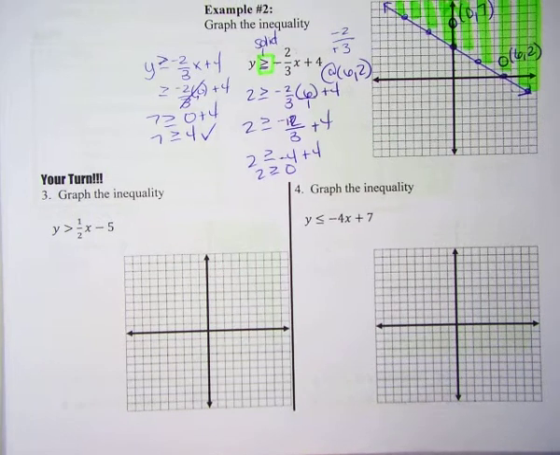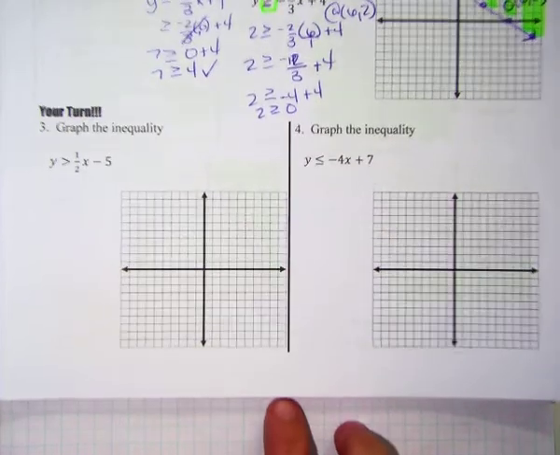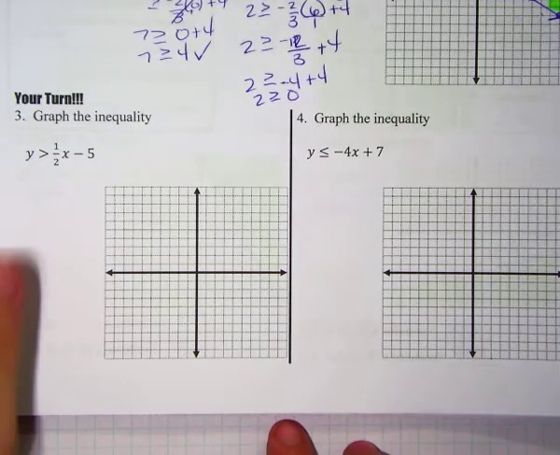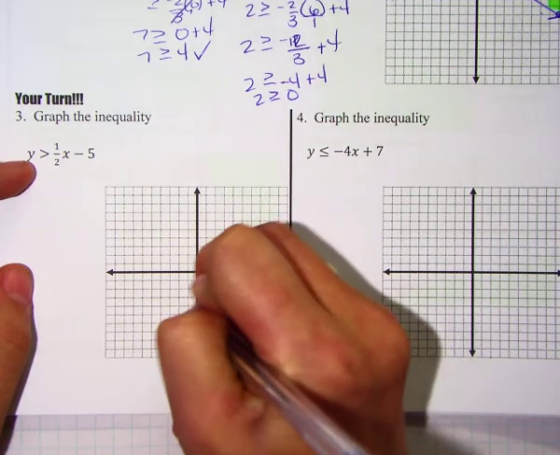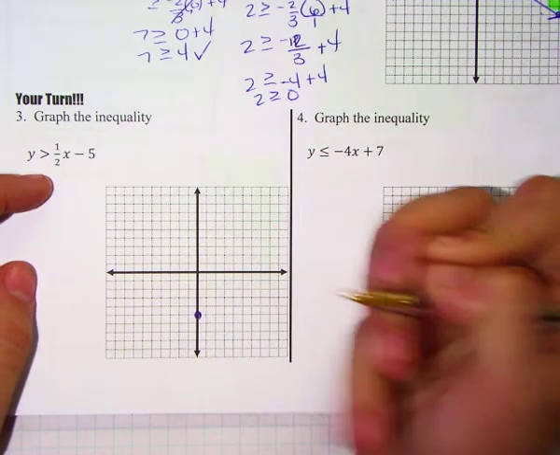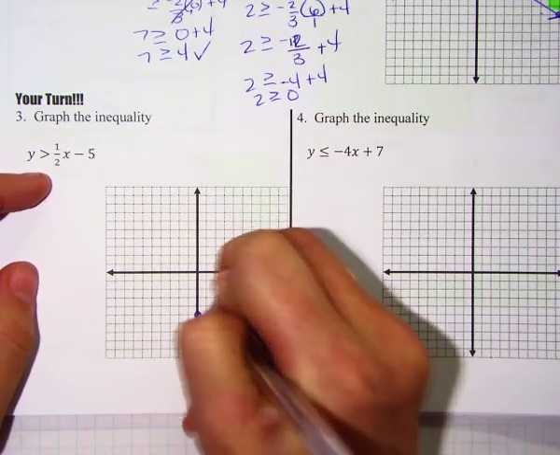I'll go ahead and do the next two just so that you can get some more practice, but I'm going to say the checklist out loud. This says graph the inequality. So first I'll plot the point for my line, but I won't actually graph it. Slope is 1 over 2, rise 1, run 2.